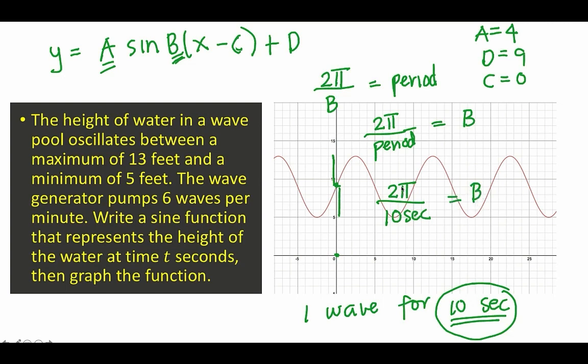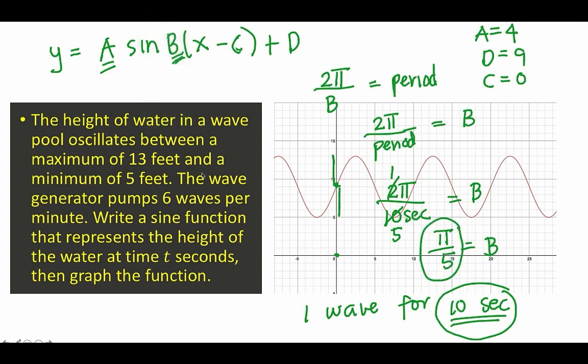And that is 2 pi divided by 10. We can cancel out the 2. So 2 divided by 2 is 1, 10 divided by 2 is 5. Our b, therefore, is equal to pi, 1 times pi is pi, over 5. So the number that we are going to substitute for b is pi over 5.